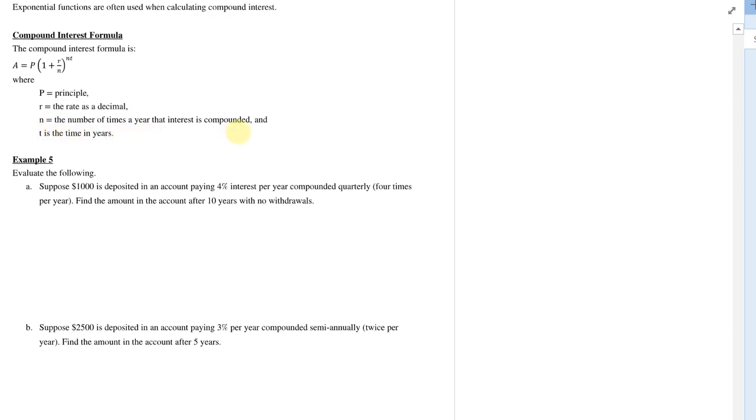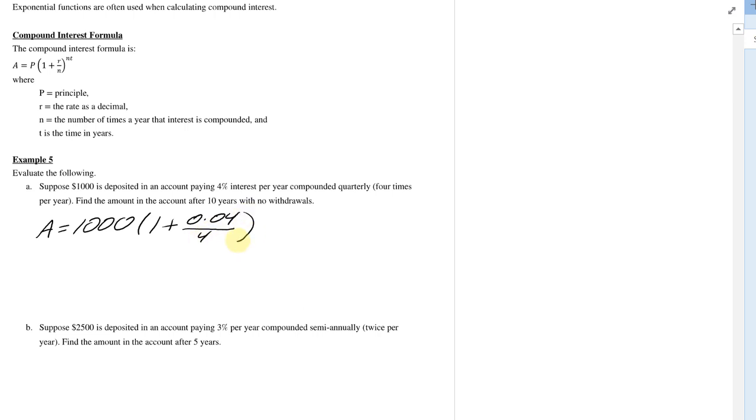So I'll do one of these with you. Suppose $1,000 is deposited in an account paying 4% interest per year compounded quarterly, which means 4 times per year. Find the amount that is in the account after 10 years with no withdrawals. Okay, so we're starting with $1,000, that's my principal. I was told that my interest rate was 4%, so that's 0.04. And the number of times that is compounded, that's quarterly, so that's 4 times a year.